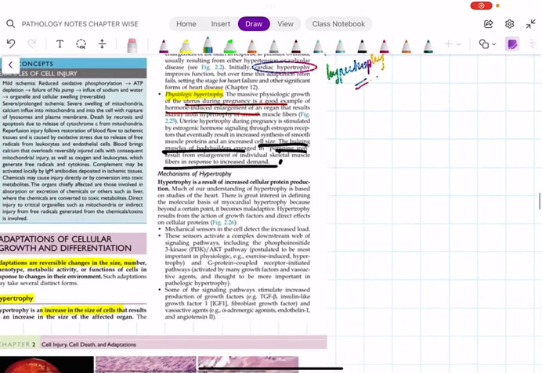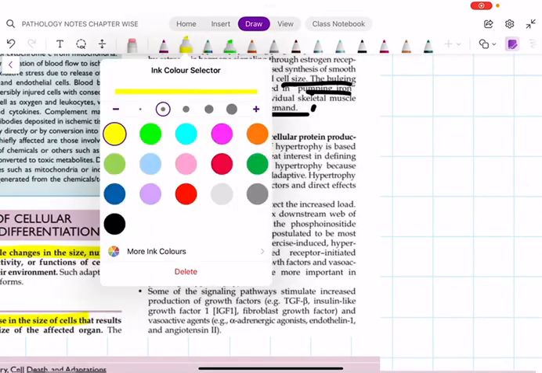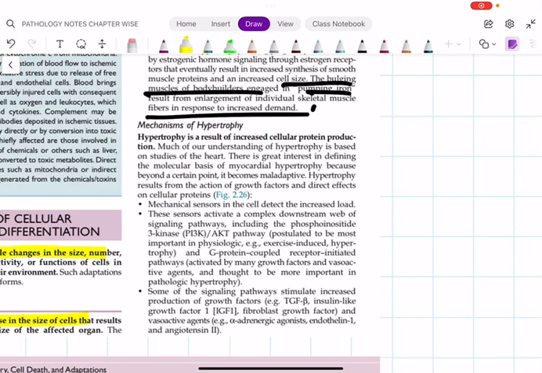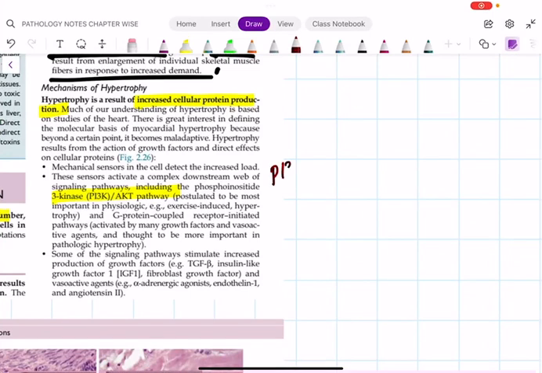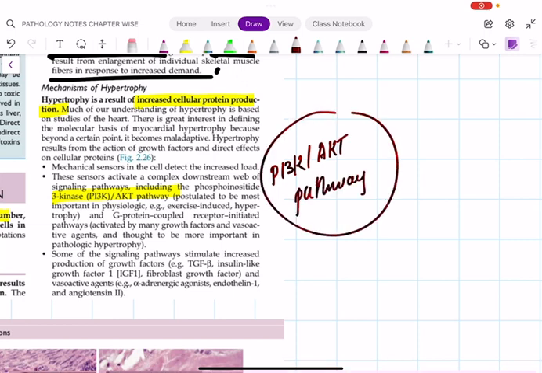Why does this hypertrophy occur? When you go to the gym, what will the fitness trainer advise you? Take more proteins, eat more pulses, eat more meat and meat products, so that it will increase your protein intake, so that your muscles will get more bulk. So it is the result of increased cellular protein production. And the pathway is the PI3 Akt pathway. Just remember the name of the pathway, PI3 Akt pathway. What is this pathway? Again, we will see in the Neoplasia chapter. No worries. Just remember this point.